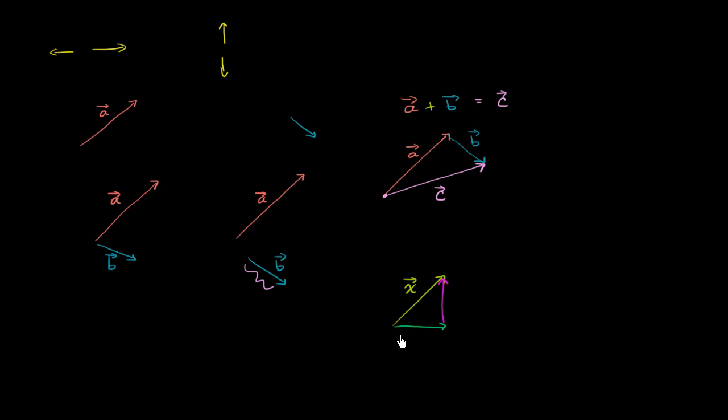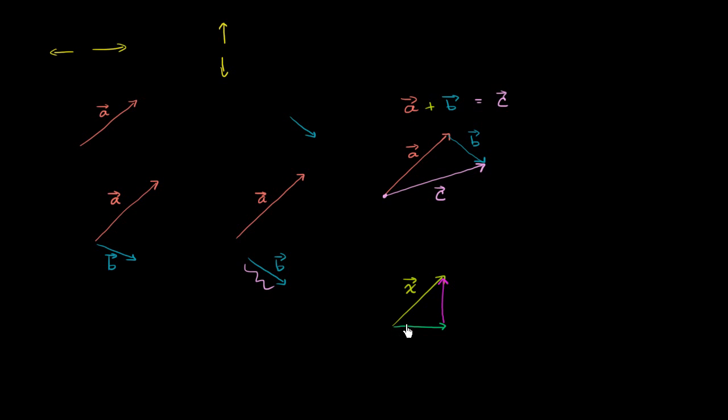Notice, x starts at the tail of the green vector and goes all the way to the head of the magenta vector. And the magenta vector starts at the head of the green vector and finishes where vector x finishes. The green vector plus the magenta vector gives us this x vector. That should make sense. I put the head of the green vector to the tail of this magenta vector.